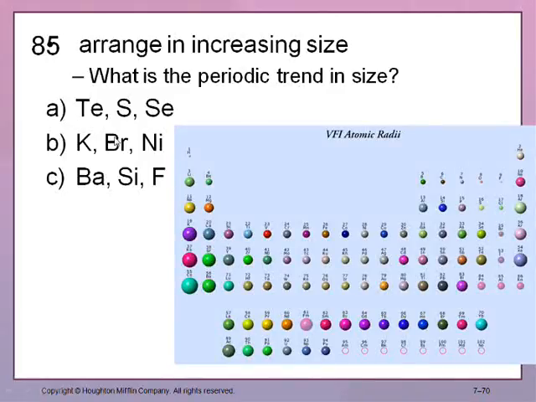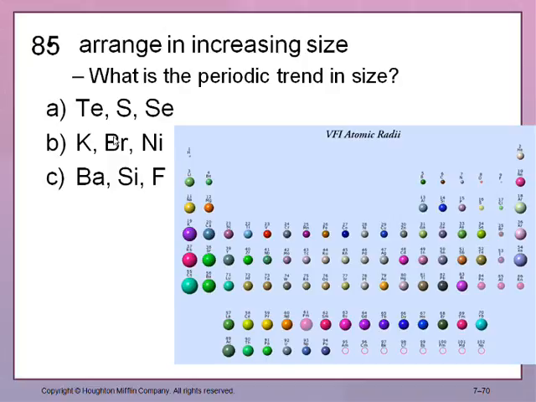If you look at this last set of problems on the assignment for Chapter 7, problems 85 through 90 are all about identifying and using some of the basic properties of elements on the periodic table. These properties are trends that you should understand. Looking at number 85, it says to arrange these in increasing size. Well, what is the periodic trend for size?